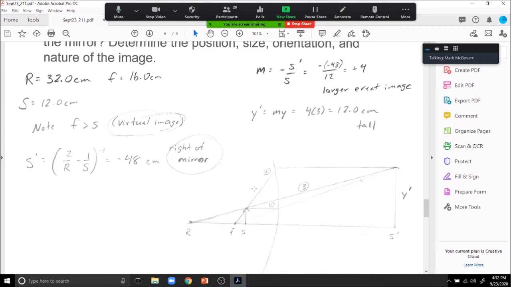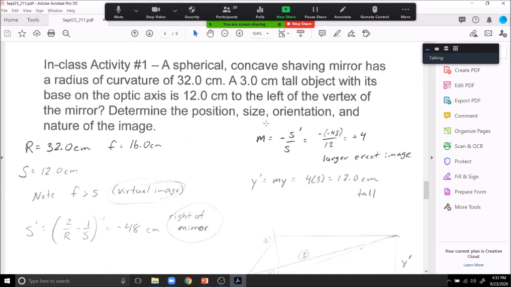Oh my goodness. All right, so what are we doing here? Spherical concave mirror, got it. Radius of curvature 32. Okay, so 32 is R, right? Great. F is half that, 16. Yep. 3 centimeter tall object, that's y. All right. With the optical axis, we are 12 centimeters to the left of the vertex, so we are going to get our virtual image here because we're within 16.